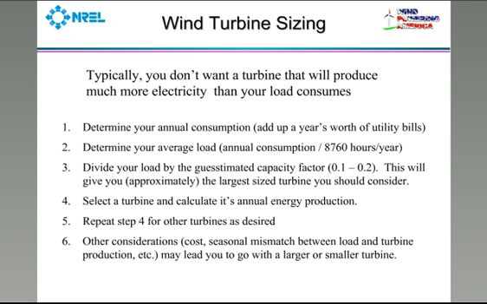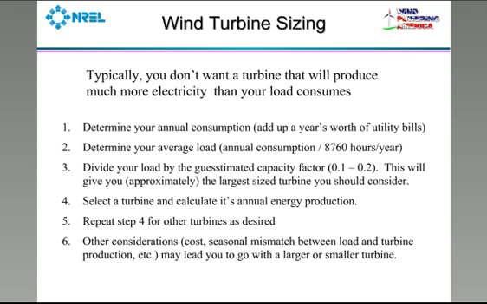First thing to do is determine your annual consumption. So just look at a year's worth of utility bills and add up the consumption data on that. It'll always tell you how many kilowatt hours you used on each bill. Determine your average load. So you divide your annual consumption by 8760 hours per year.